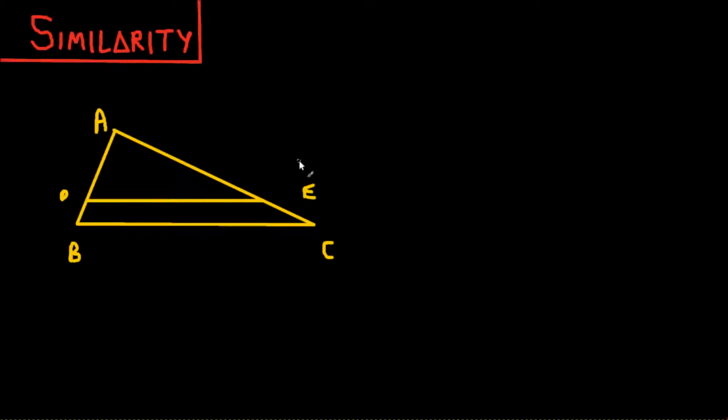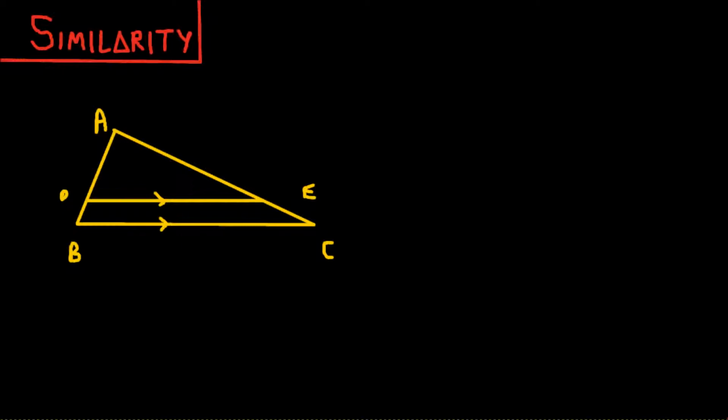So what this whole theorem says is that this parallel line, I should draw the parallel signs, divides the other two sides, which is AB and AC, in the same ratios.